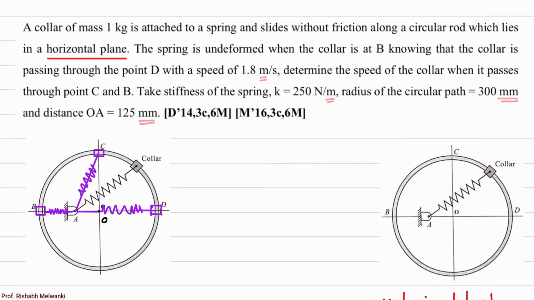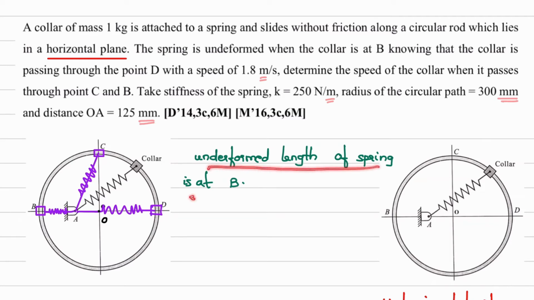So first we have to work on the undeformed length, the deformed length of the spring. Okay, so I'll write down the first part, undeformed length. Length of spring is at B. So how to find this undeformed length of spring at B?